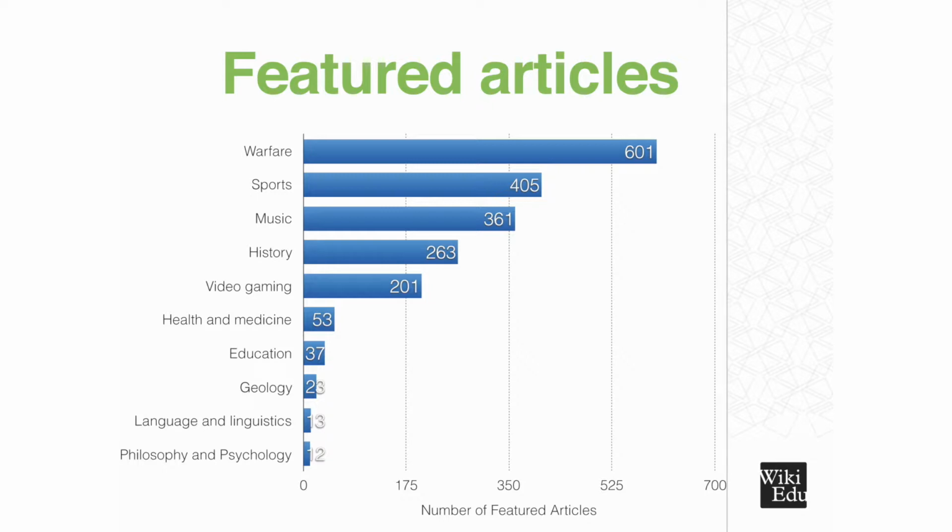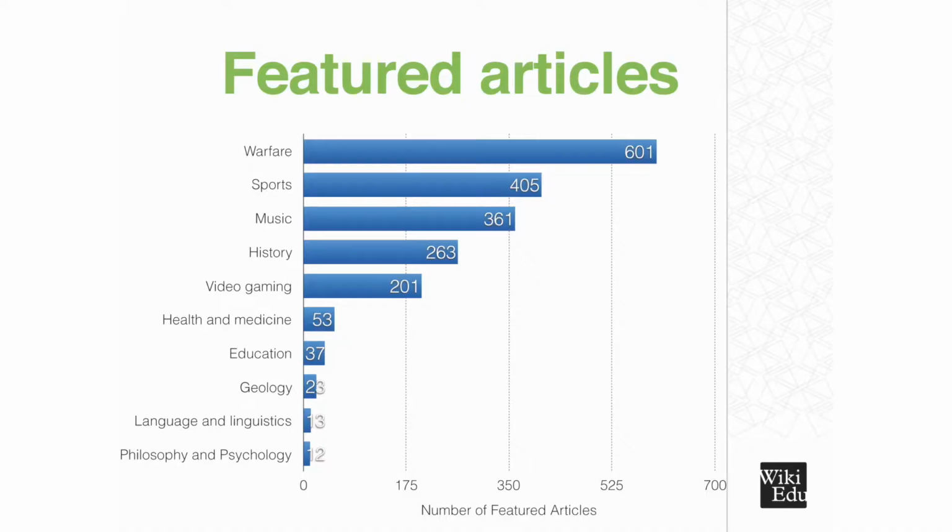They go through a comprehensive peer review, asking how well written the article is, whether it is neutral, whether it follows the specific formatting guidelines, whether there are images, and whether the citations are appropriate. When we look at the featured articles by content area, we find that there are over 600 in warfare and military history. There are 400 in sports, another 300 in music, 200 in video games. But when we look at academic content, we find a big gap.